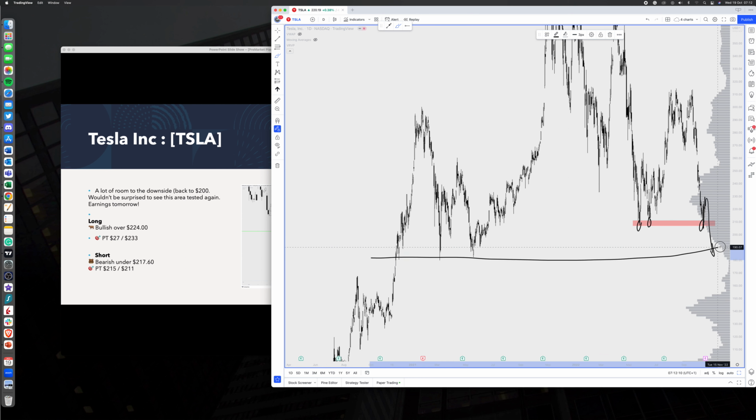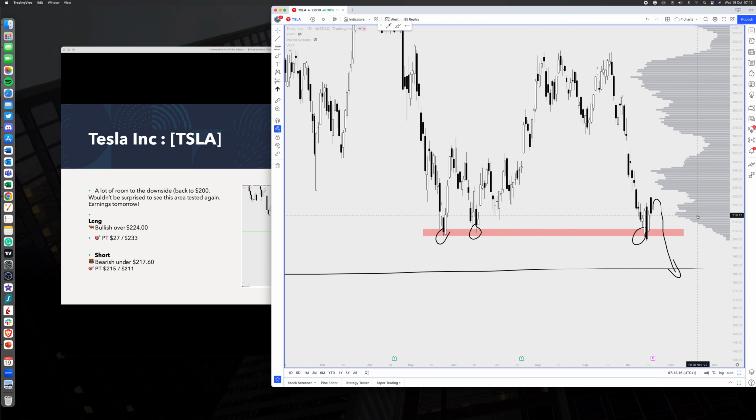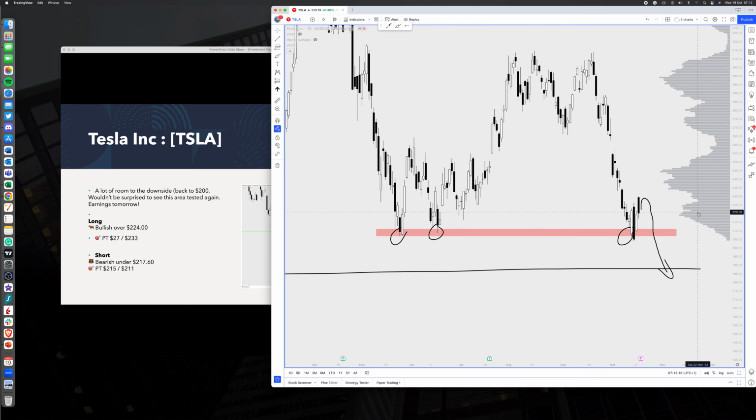There is a support around here, around this 190 area. So if we do gap down for earnings, it does look like this 190 will be tested. So just something to think about for Tesla. Obviously, earnings are tomorrow, so we could experience a lot of chop in today's session, so there's something to think about as well. I will try my best to alert players for the Discord.